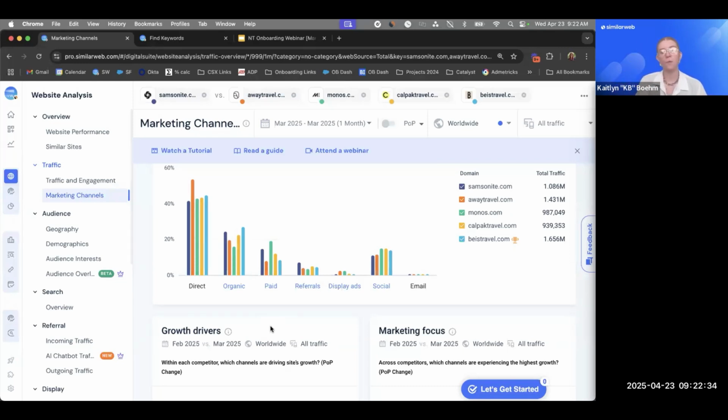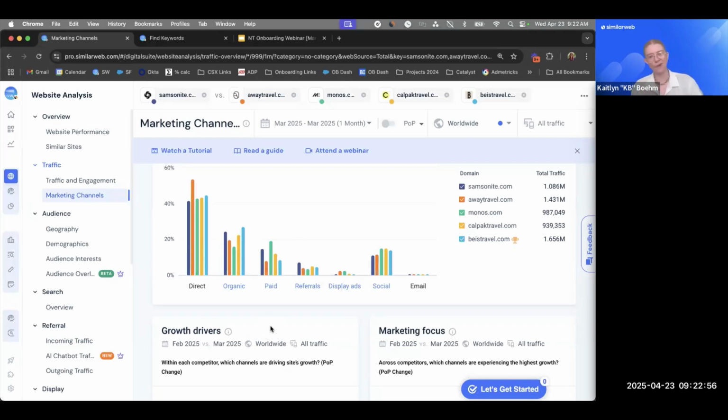Referrals are traffic from one website to another, also called affiliate traffic as well. So think about it. If you type in something like best luggage and you went to the New York Times and you saw a list of all the best luggage and you click on it, that's referral traffic in action. Display ads are those picture ads that you see following you around.